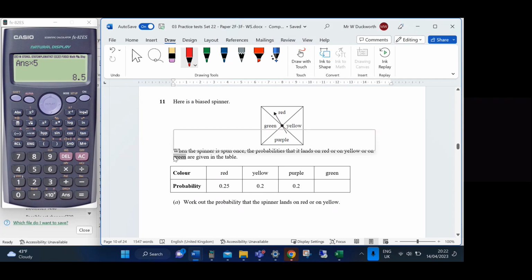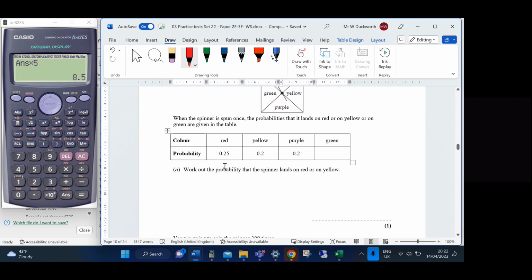Okay, so slight mistake in the question. The probability that it lands on red, yellow, or green is given in the table, but it says that's red, yellow, and purple. No major drama though. Work out the probability that it lands on red or yellow. So I need to add those two probabilities together. So that's going to be, I'll show what I'm doing, 0.25 plus 0.2 is equal to 0.45.